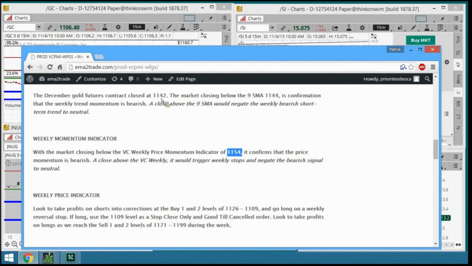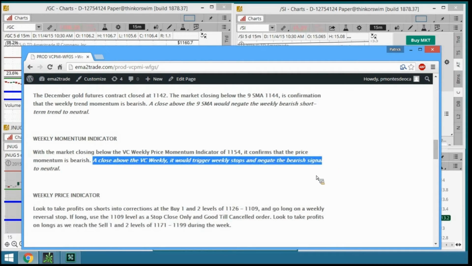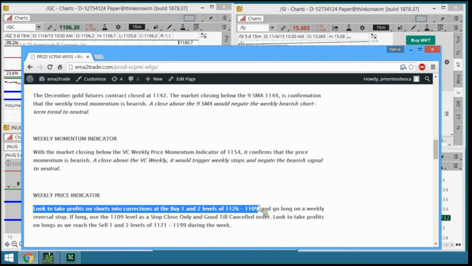And because the market closed below 1154, it confirms that the price momentum came into this week a little bearish. When it closes below 1154, it activates the lower targets of buy one and buy two levels. But it also tells you that if it closes above it, it would basically trigger stops and negate the bearish signal to neutral. So from 1154 or below, the trend turning bearish basically activated the buy signals of the 1126 to 1109 area that we're looking at in gold.